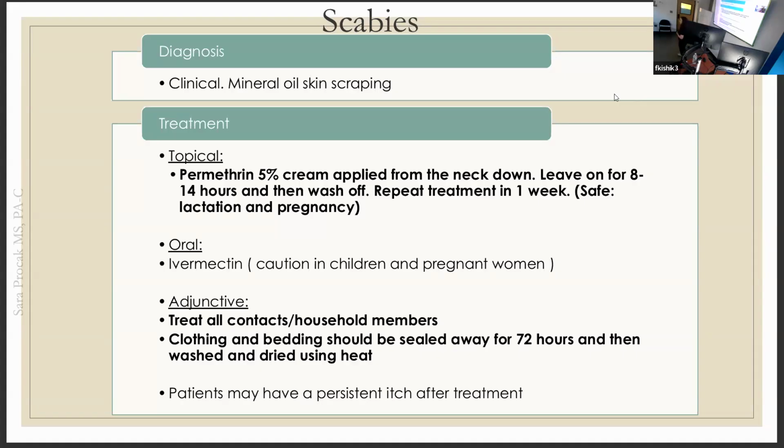And in terms of bedding and clothing and those sorts of things, you're going to seal it away for about 72 hours before washing, all right? These mites don't live very long off the body. So within 72 hours, if you've sealed it away, they should all be dead, and then you can safely throw them into the washer and dryer.